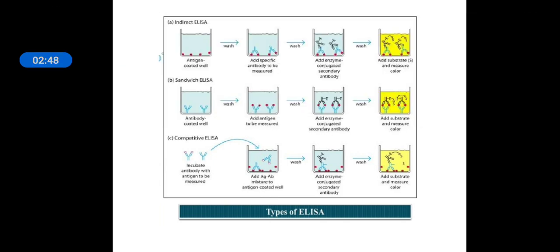So once the enzyme conjugated antibody is added, if there is a reaction, it will form a chromogenic substrate, and the color of this reaction is actually directly proportional to the antigen in the serum or the antibody in the serum. So that is why we are checking for the color intensity.